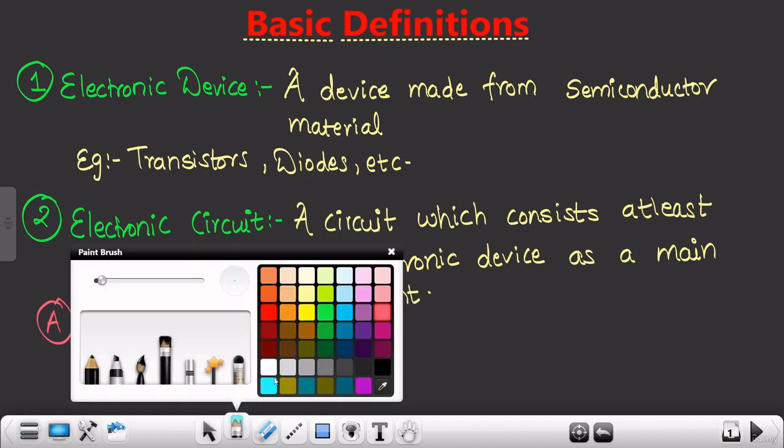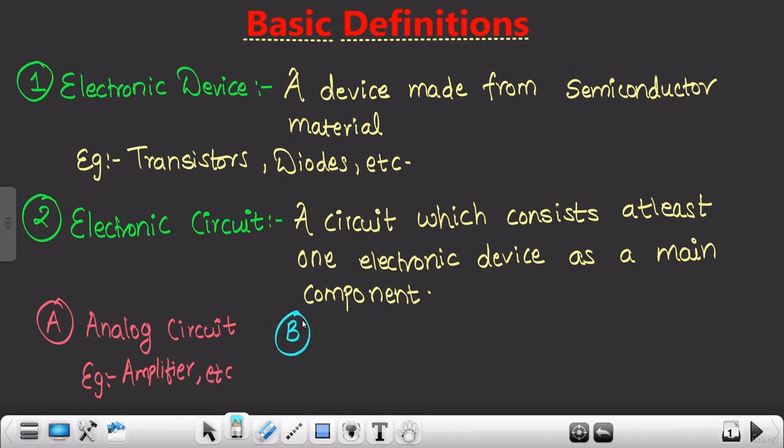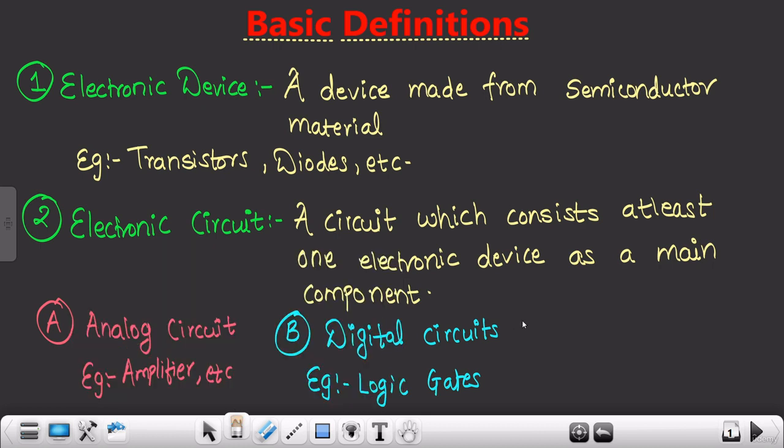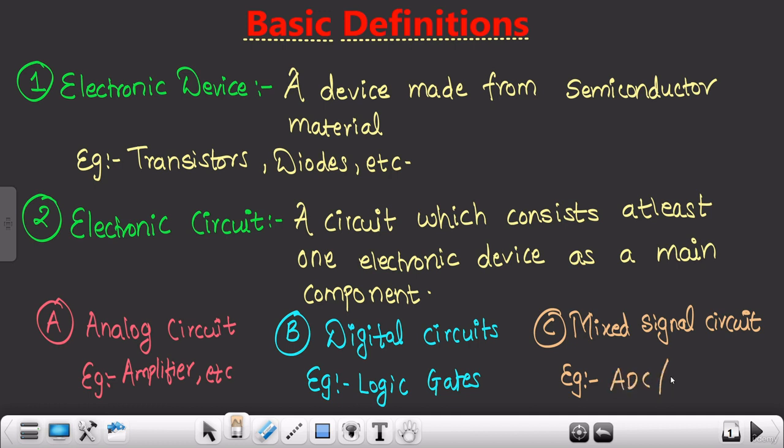Then moving further with the other type, it is digital circuits. Examples of the digital circuits are logic gates, maybe MUX, DMUX, etc. But as of now I'll just write simple examples. Okay, logic gates. And then there is one more circuit, and that particular circuit is known as mixed signal circuit. The third type of this electronic circuit is mixed signal circuit. And the example of this mixed signal circuit is maybe ADC, analog to digital converter, or DAC, digital to analog converter.